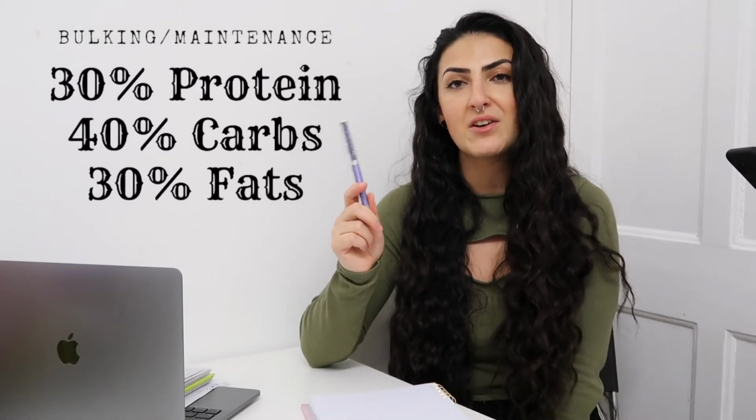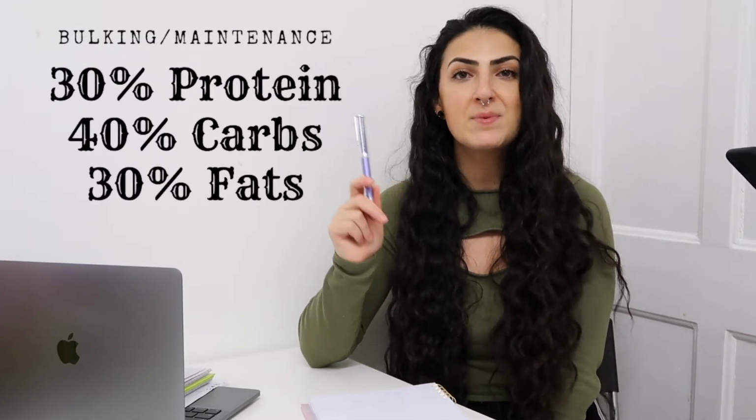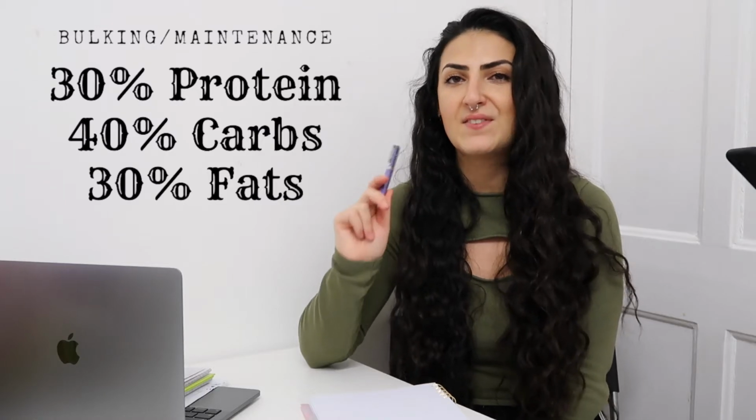Obviously it will fluctuate, sometimes you won't always hit them bang on point. It is just a rough estimate that you have to be hitting your goals every single day. Now moving on to the bulk as well as the maintenance, I've popped the percentages up here. So it's protein 30%, carbs 40%, and fats 30%.